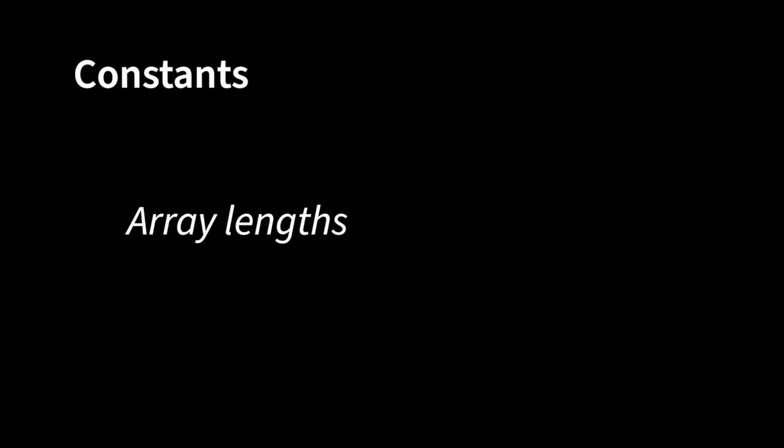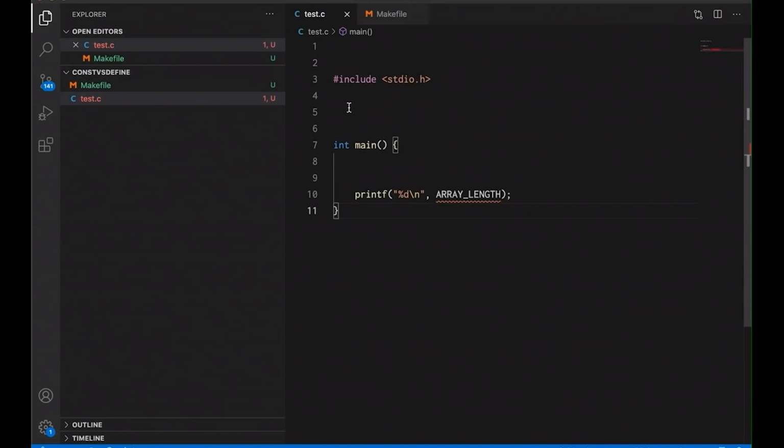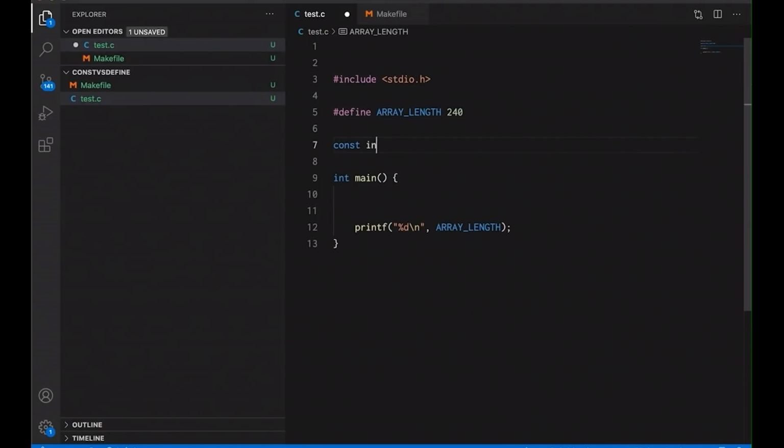It could be the size of an array. It could be an arbitrary threshold that I'm going to use someplace in my program. And if you've looked at C and C++ code very long, you're going to sometimes see them defined in a few different ways. One of those ways is using a pound define like this. And you'll also see things like this where it's defined as a const int.